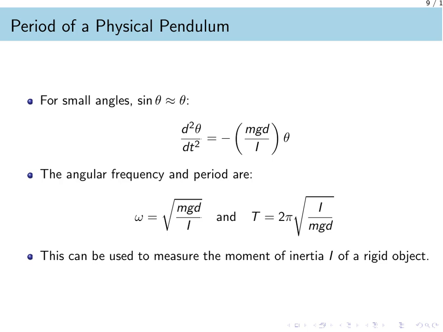From this, we find that the angular frequency is the square root of the quantity mass times gravity times distance d divided by the moment of inertia, I. The period is then 2 pi times the square root of the moment of inertia divided by the quantity mass times gravity times distance d. This relationship is very useful because it allows us to measure the moment of inertia of complex shapes just by timing their swings.